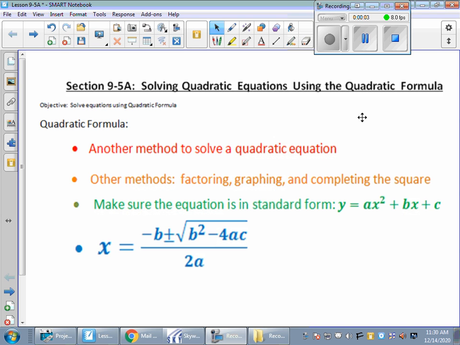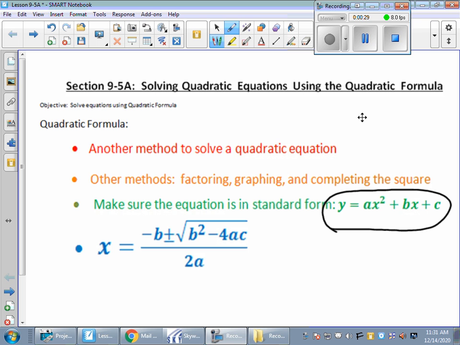Today we're working on section 9.5a, solving quadratic equations using the quadratic formula. This is another method to solve quadratic equations, which is what we've been working with. If you remember from algebra, we just recently did factoring, you did graphing, and you did completing the square before. When we start these, we want to make sure that we put things into this equation.